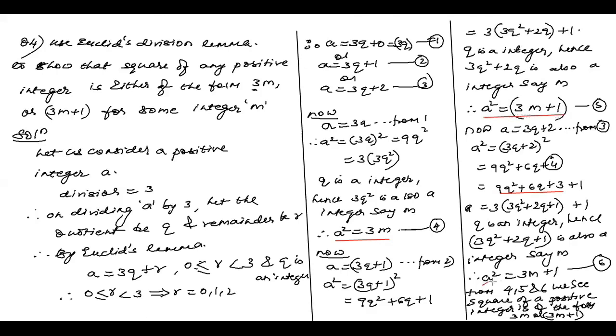And again, in the sixth statement, when I take a equal to 3q plus 2, you can see I get a square equals 3m plus 1. So from 4, 5, and 6, we see the square of a positive integer is of the form 3m or 3m plus 1. I hope the concept was similar to the previous sum. Got it? Now, we go to another sum of the same type.